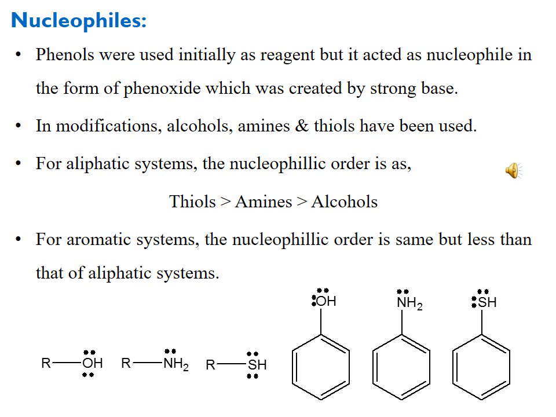Here you can see the structures of these alcohol species having OH group, amine species having NH2 group, and thiol having SH group, which is also called mercapto group.